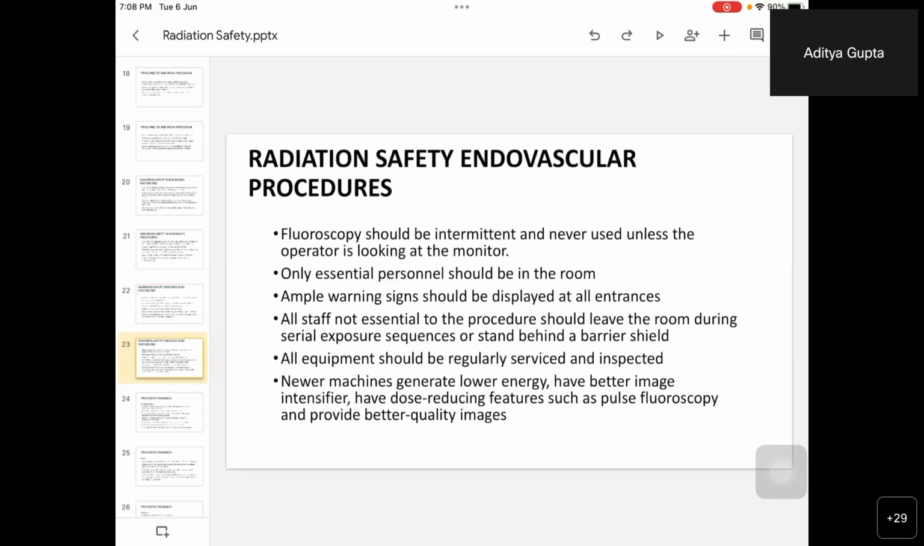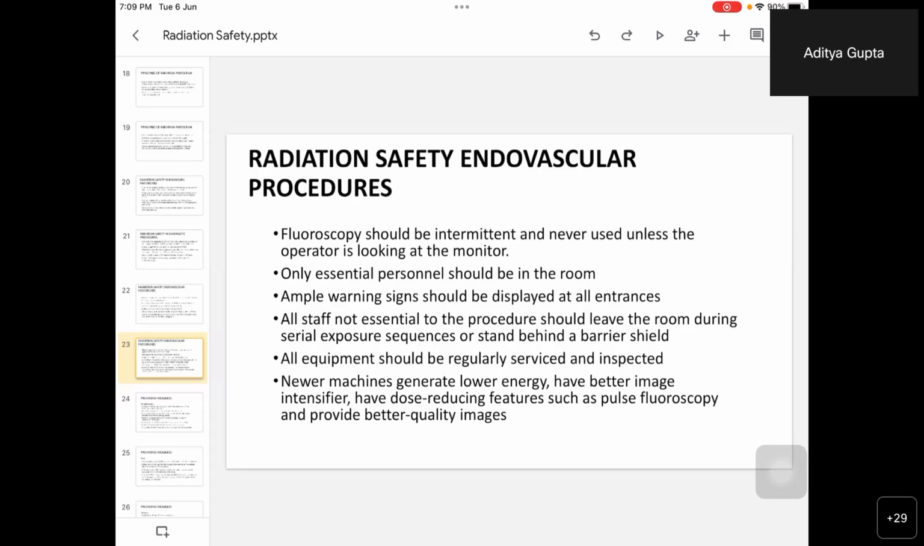Fluoroscopy should be intermittent and never used unless the operator is looking at the monitor. Only essential persons should be there in the room, and ample warning signs should be displayed at all the entrances. All staff not essential to the procedure should leave the room during the serial exposure sequences or stand behind a barrier sheet wherever possible. All equipment should be regularly serviced and inspected.